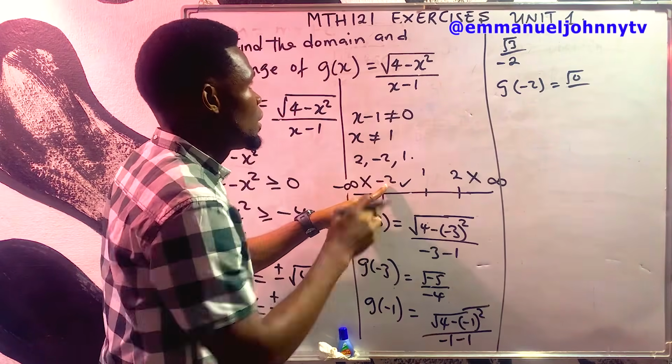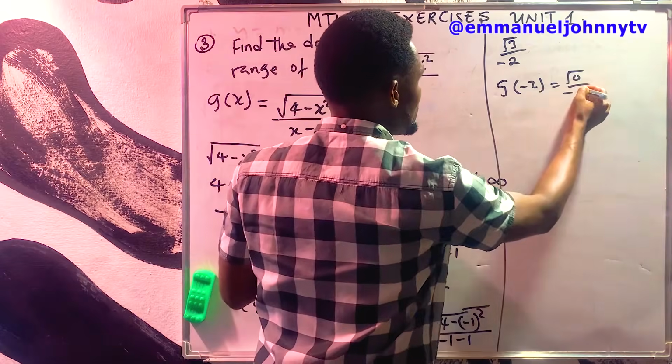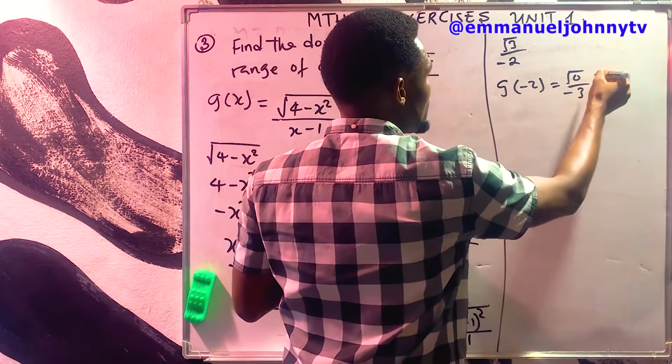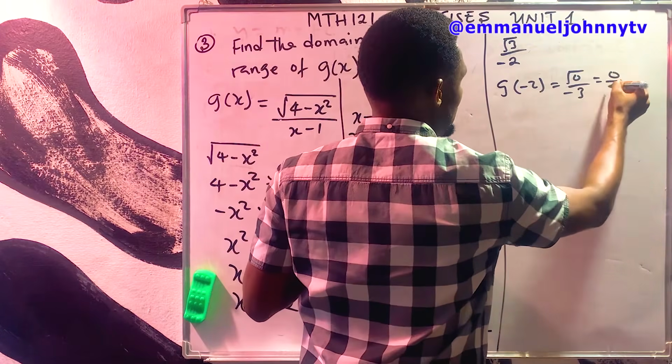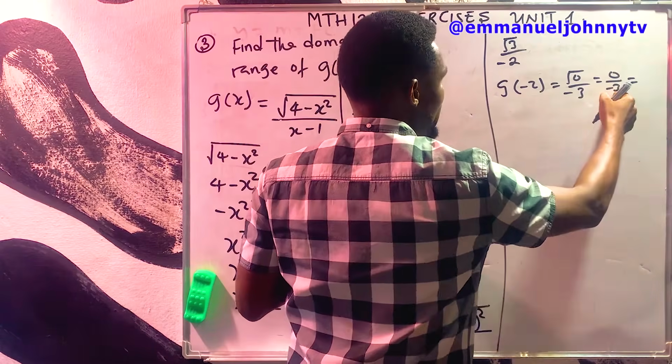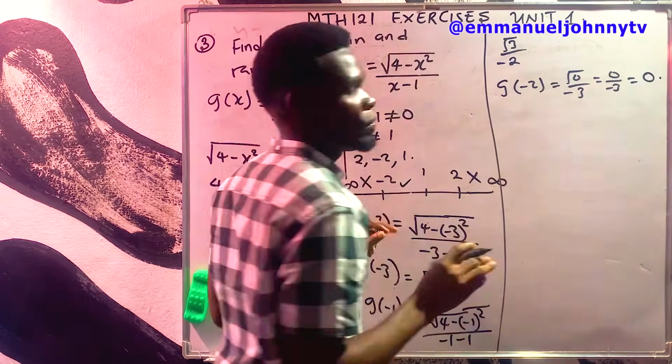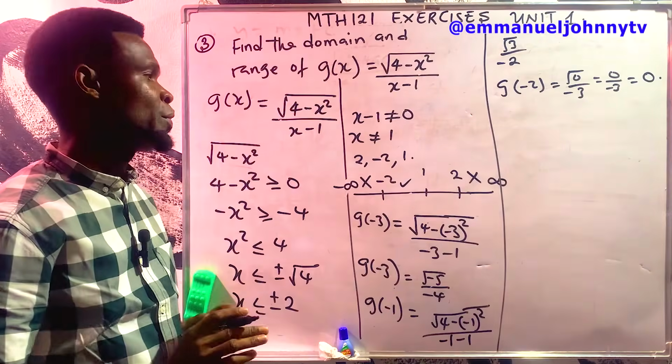Okay, -2. So -2 minus 1 is -3. Of course, square root of 0 is 0 all over -3. 0 divided by anything is 0. So it's defined at that point.